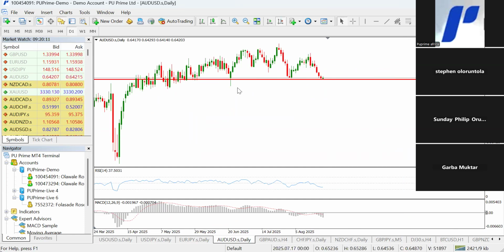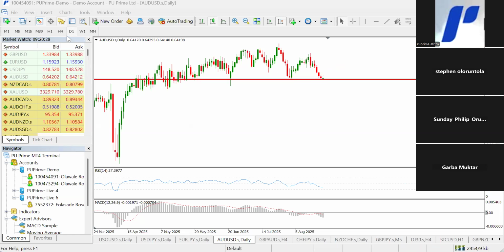So we have a support level right there on the daily time frame, which dates to all these points here. And the candle for yesterday closed on that same level. So technically, we'll be looking at a bullish movement on the AUD USD today.